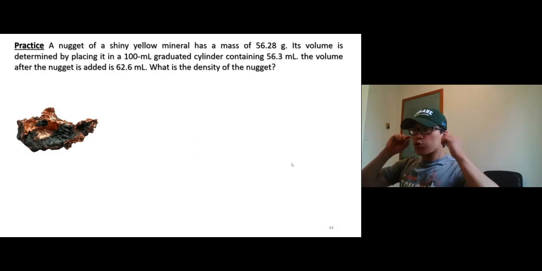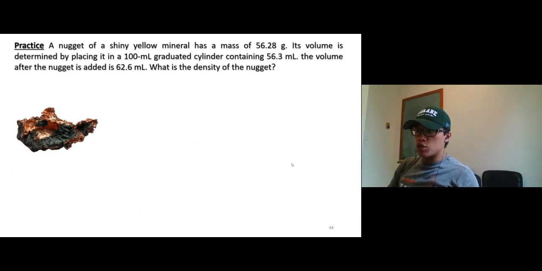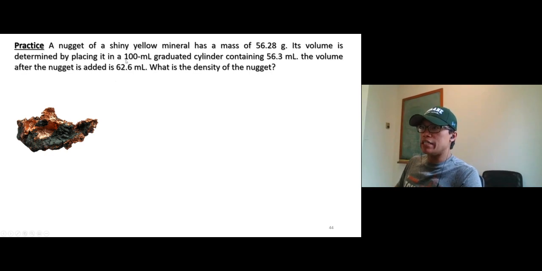I'll have you try this one, so pause the video, do it on your own, and then check with me. A nugget of a shiny yellow mineral, so it looks something like this, has a mass of that number in grams. Its volume is determined by placing it in a 100 milliliter graduated cylinder containing 56.3 milliliter. The volume after the nugget is added is 62.6 milliliter. So we have the final and initial volume, and we have to subtract that. What is the density of the nugget?